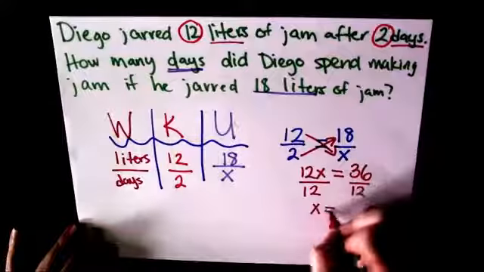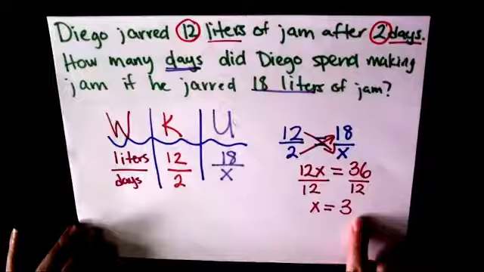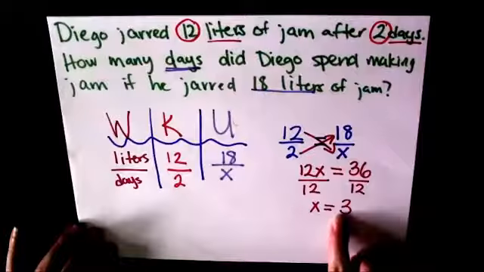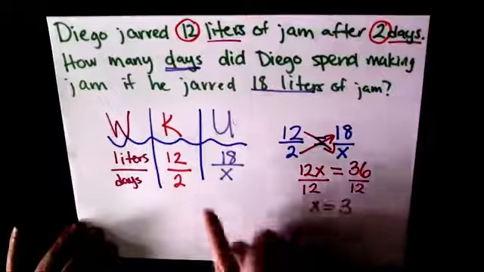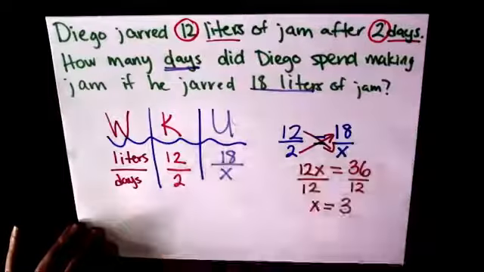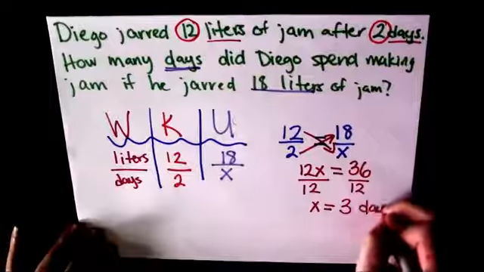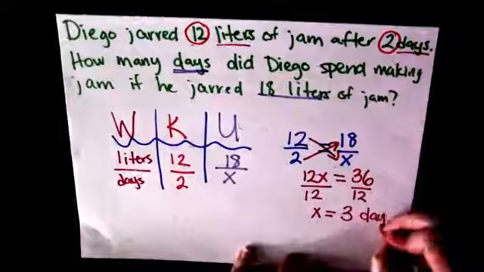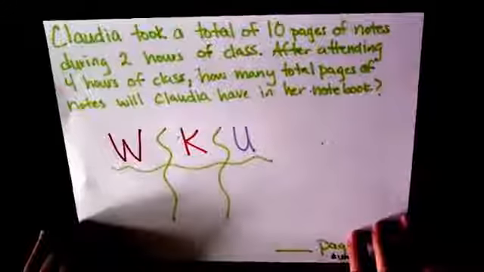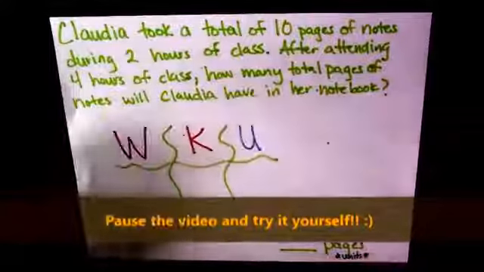But do I stop here and say that 3 is my answer? No, I have to make sure I'm answering the question and have my units. So the 3 stands for what? We look here, this is our unknown, it stands for days. So I must write my units, which are days. Don't forget that. Last question, I want you to do the same thing and try it by yourself, and then we're going to go over it.